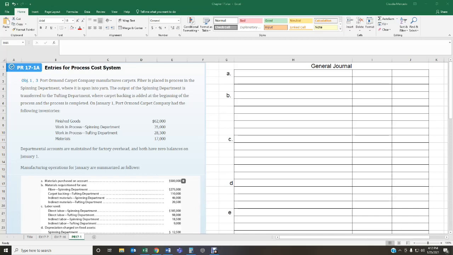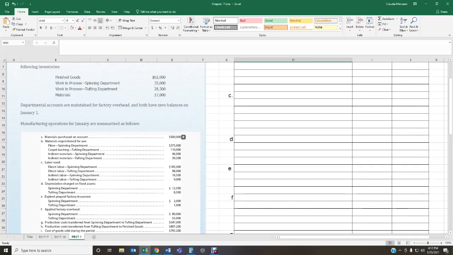Okay, so here we have the inventory balances. We have finished goods of 62,000, work in process for the spinning department 35,000, work in process for the tufting department 28,500. We have materials of $17,000. Departmental accounts are maintained for factory overhead. So we are keeping factory overhead at each department level. Okay, and both have zero balances on January the 1st. So we don't have a beginning balance for factory overhead.